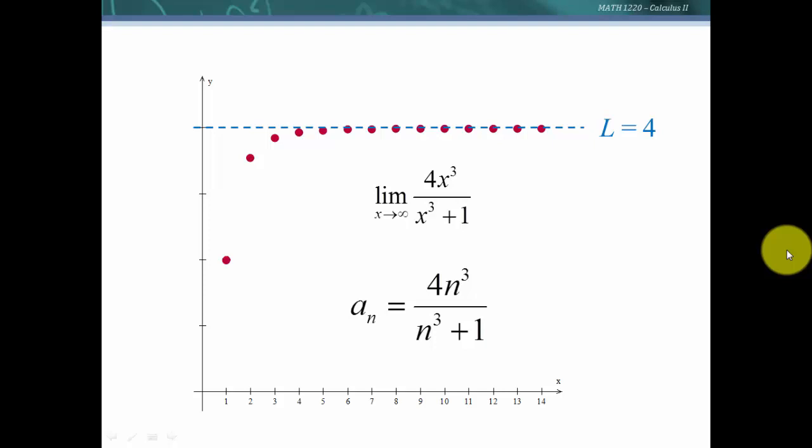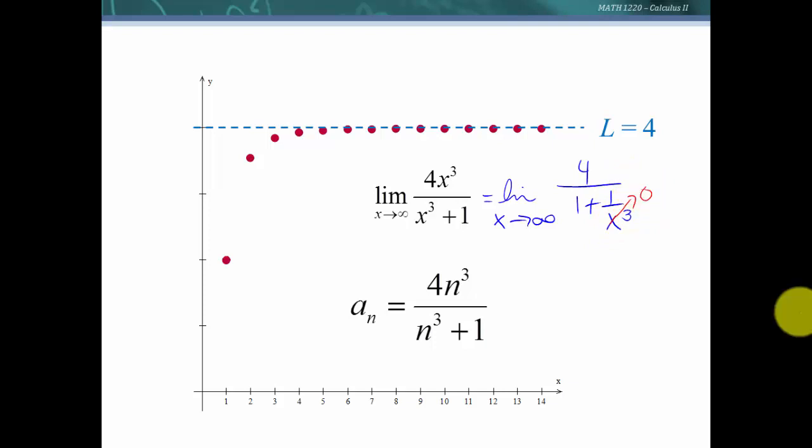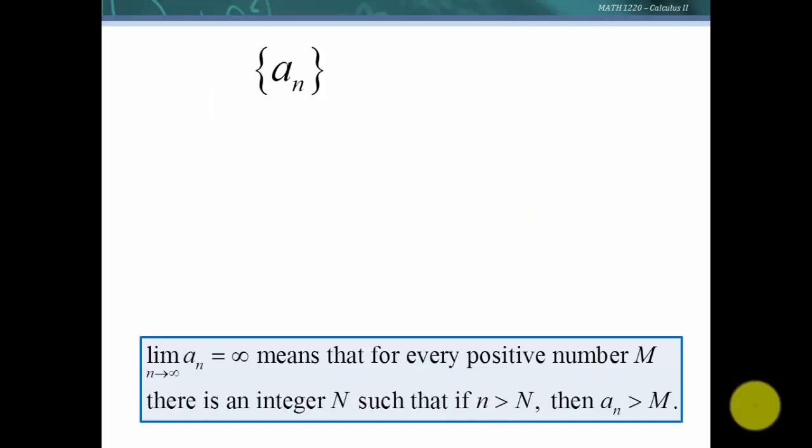We know how to do this one because we could take the limit as x approaches infinity, and divide numerator and denominator by x to the third. That would make 4 over 1 plus 1 over x to the third. And we know that as x goes to infinity, this is going to go to 0. So we can see the limit for this function is 4. And since this sequence has the same values as integers plugged into this function, the sequence also has a limit of 4. So let's look at what the limit as n approaches infinity of a sub n equal infinity means.